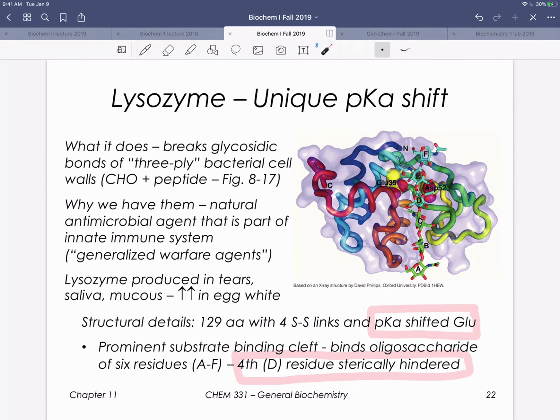All right, 2 more enzymes to get through here. If you want to take a break, this might be a good time to take a break. Return when we're going to talk about lysozyme here.